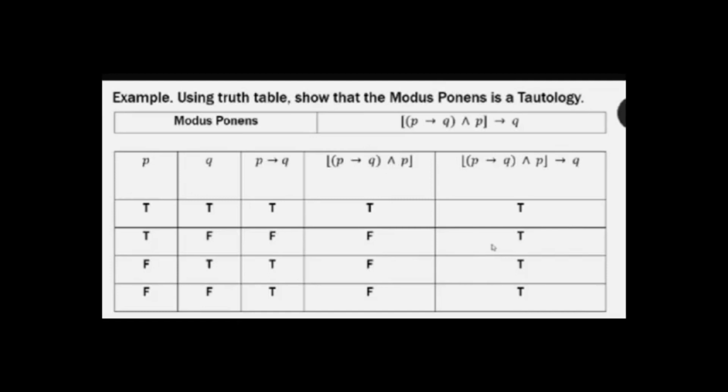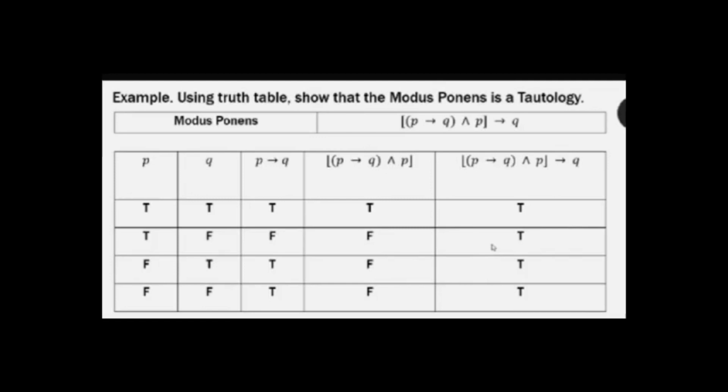So, as an example, using the truth table, show that modus ponens is a tautology. Here is the truth table: if P then Q, if P then Q and P, then Q. So as a solution, first we have two propositions, P and Q. Therefore we have 4 rows, and P is true, true, false, false, and Q is true, false, true, false.